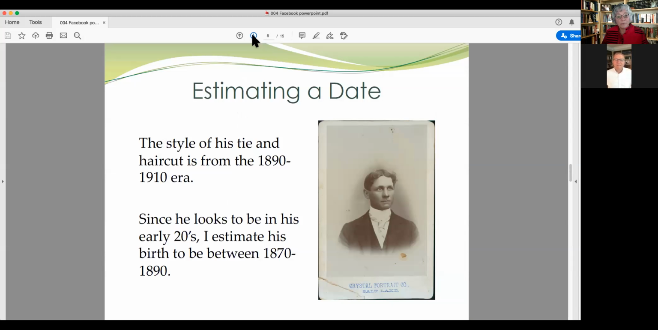And since he looks to be in his early 20s, that would make his birth year somewhere between 1870 and 1890. So now I have a gender, an estimated birth date, and a probable location in Idaho.